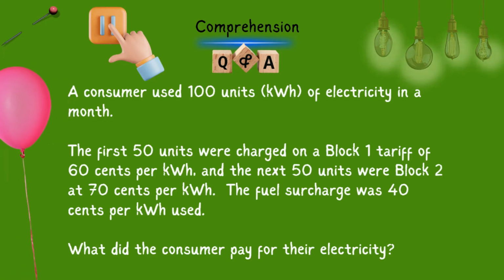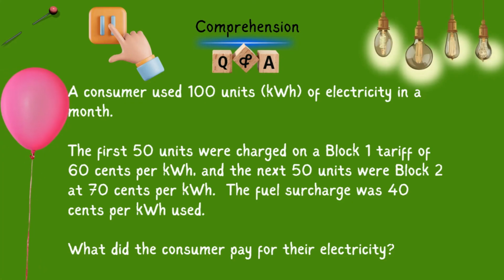A consumer used 100 units or kilowatt hours of electricity in a month. The first 50 units were charged on a Block 1 tariff, another word for tariff is tax, of 60 cents per kilowatt hours. And the next 50 units were Block 2 at 70 cents per kilowatt hours. The fuel surcharge was 40 cents per kilowatt used. What did the consumer pay for their electricity?